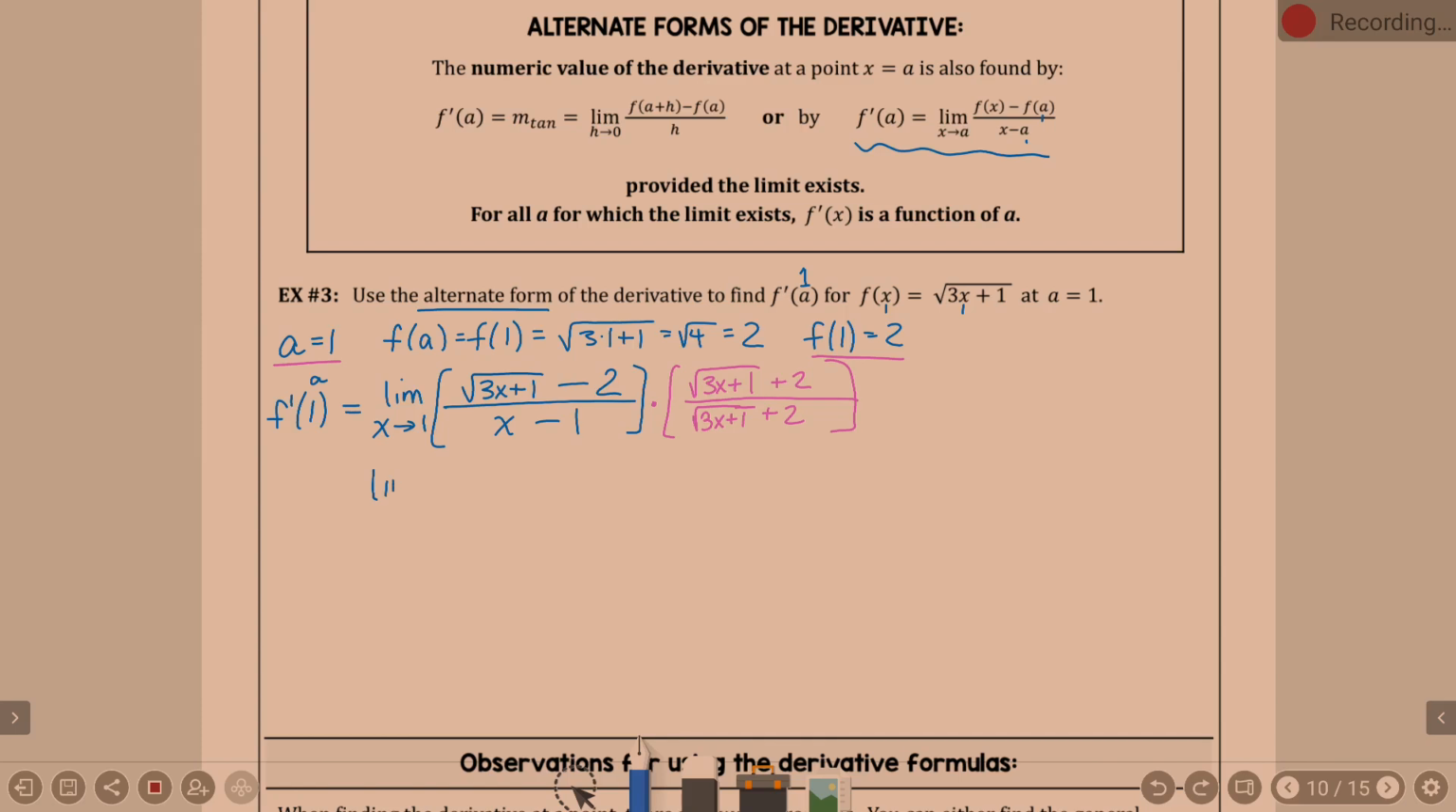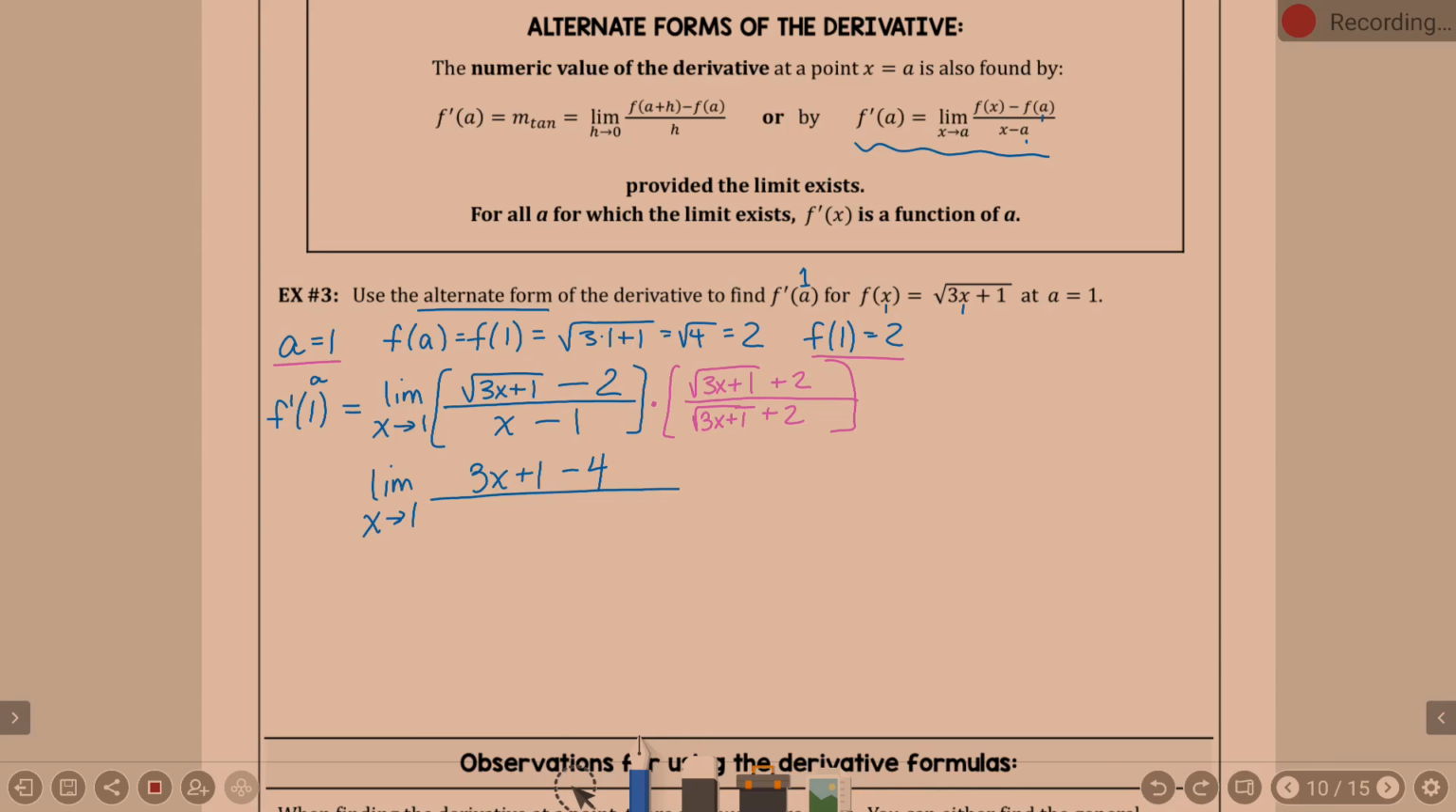The limit as x approaches 1. Now, when you multiply on top, keep in mind, what are we doing here? This is binomial times binomial, so we need to FOIL. What's the square root of 3x plus 1 times itself? 3x plus 1. We're multiplying conjugates. What's going to happen with my outsides and my insides? They're going to cancel. So then that takes us to last: minus 2 times 2, minus 4.